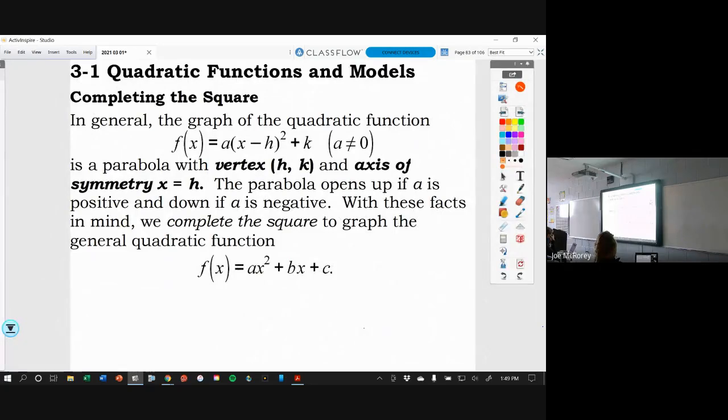In general, the graph of a quadratic function, f of x equals a times (x minus h) squared plus k, is a parabola with vertex (h, k) and axis of symmetry x equals h. The parabola opens up if a is positive, down if a is negative. If I give you a quadratic in general form, to make it into vertex form, we must complete the square. So we're now going to complete the square.